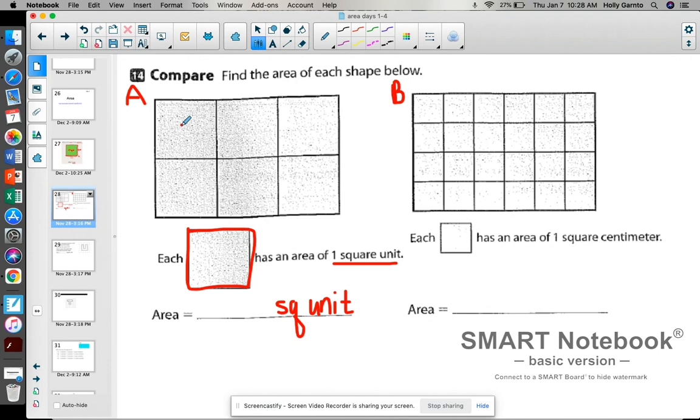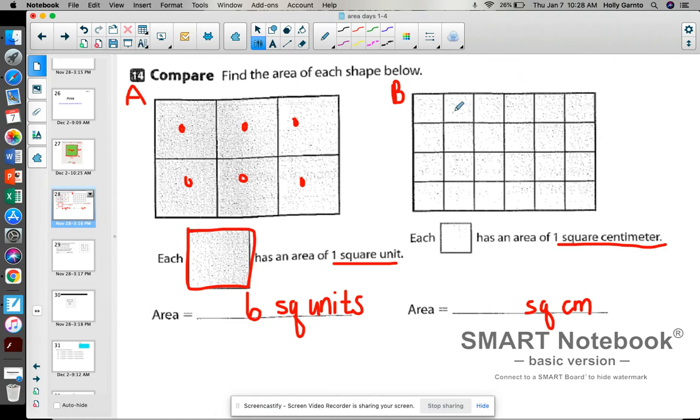Okay, so all of these squares are 1 square unit. So all you have to do is count. 1, 2, 3, 4, 5, 6. So the inside is 6 square units. All right, let's look at shape B. Your key down here says each square has an area of 1 square centimeter. So here your label is going to be square centimeters.